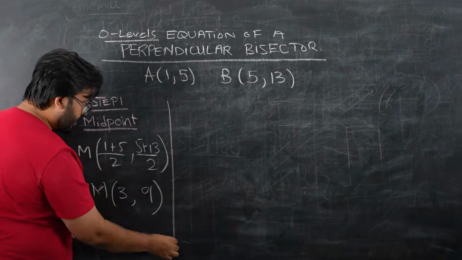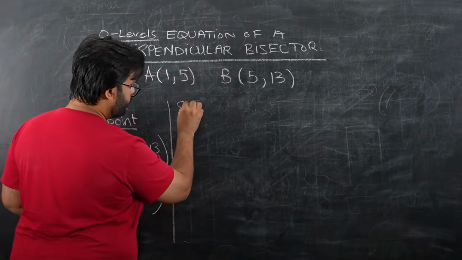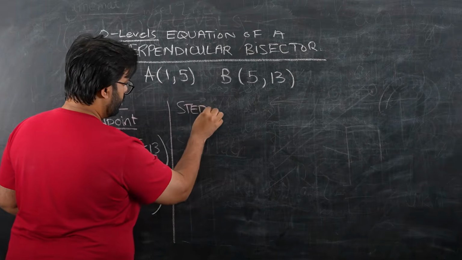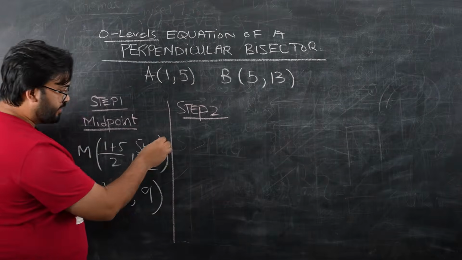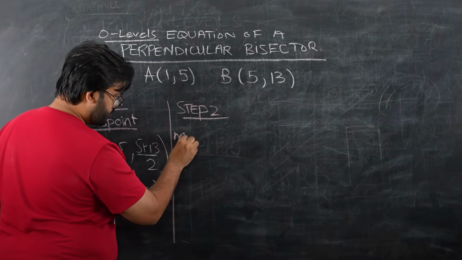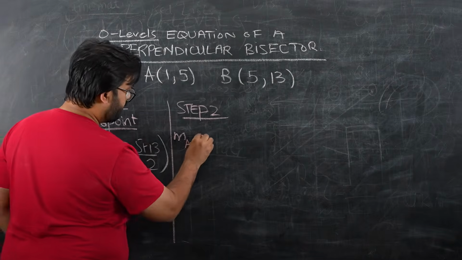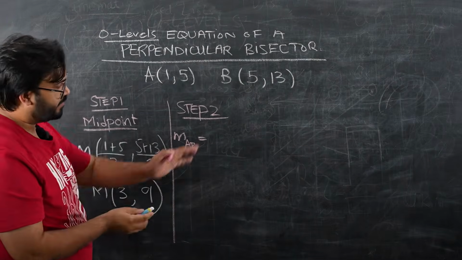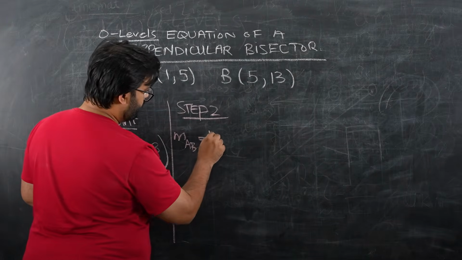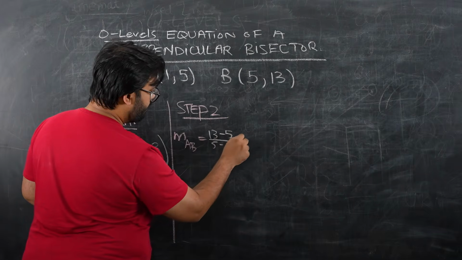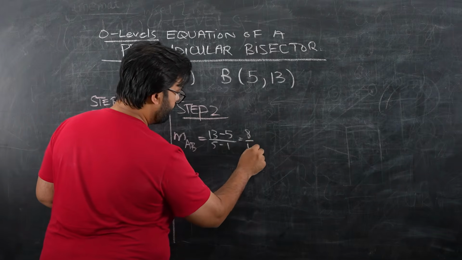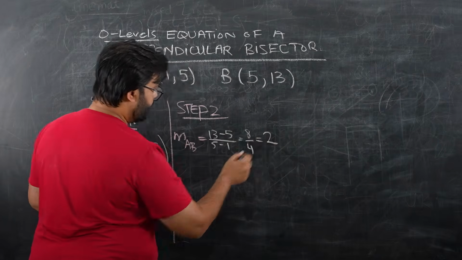And the second work we have to do is find 2 gradients. So step number 2 is to find 2 gradients. First of all, you're going to find the gradient of AB. So for gradient of AB, we're going to use y2 minus y1 over x2 minus x1. So this will be 13 minus 5 over 5 minus 1. So that would be 8 over 4. This will be gradient of AB.